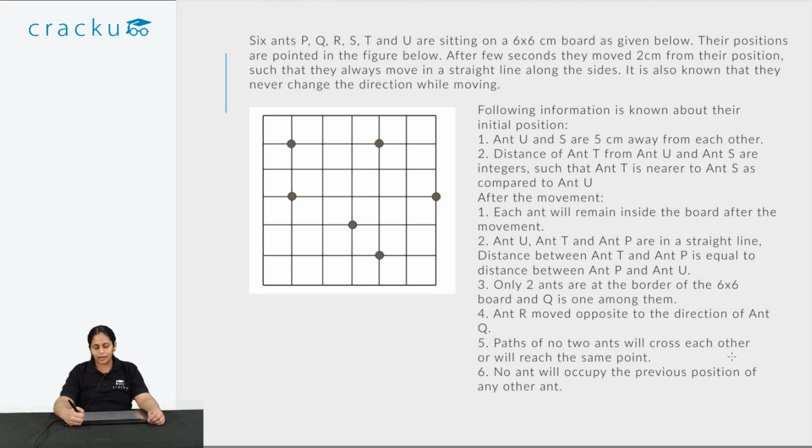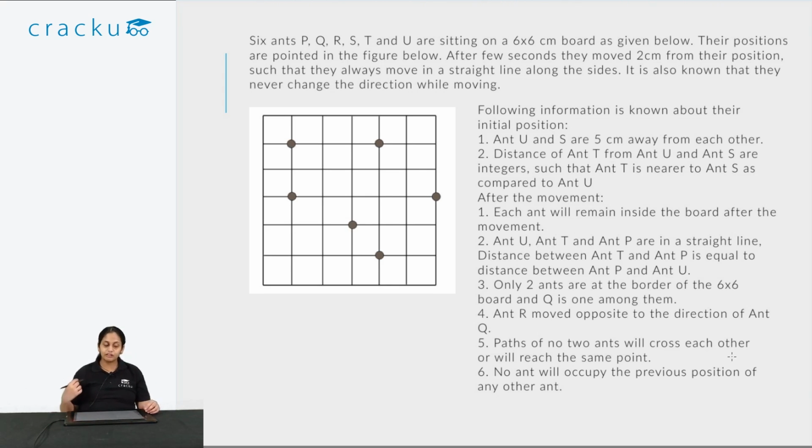Only 2 ants are at the border of the 6x6 board and Q is one among them. Ant R moved opposite to the direction of ant Q. Paths of no 2 ants will cross each other or will reach the same point. No ant will occupy the previous position of any other ant. So this is the information given.